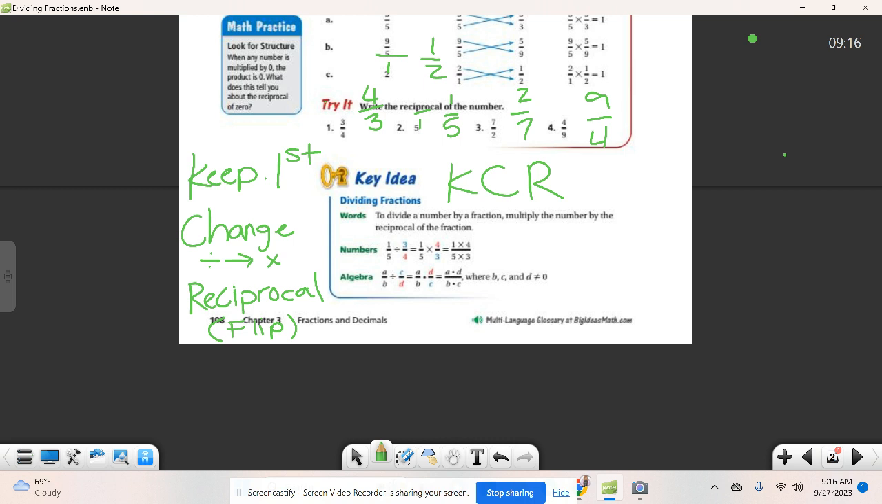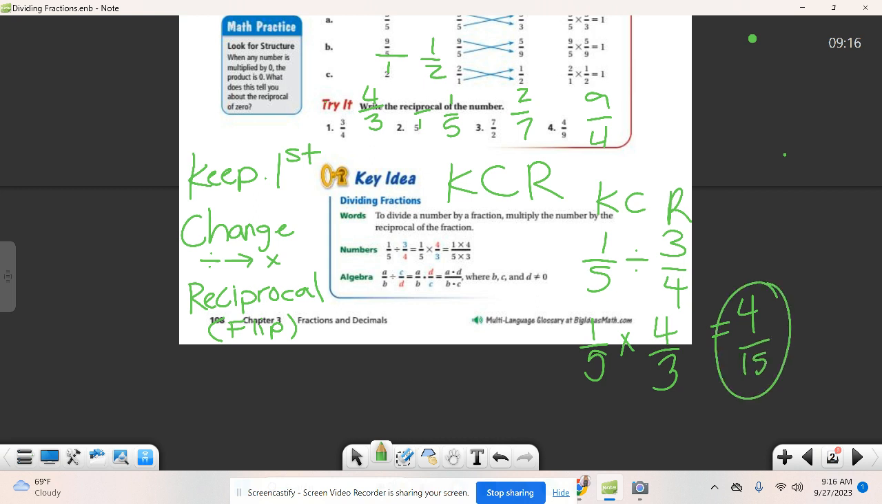Okay, so you keep the first fraction the same. They give us the example of 1/5 divided by 3/4. We keep the first, meaning keep the first fraction exactly the same, like what we did last year. We change the division sign to multiplication and we find the reciprocal. So keep 1/5 exactly the same. Change division to multiplication and find the reciprocal. You only flip the second fraction. Then you just multiply straight across like we did yesterday. 1 times 4 is 4. 5 times 3 is 15, and there's your answer.